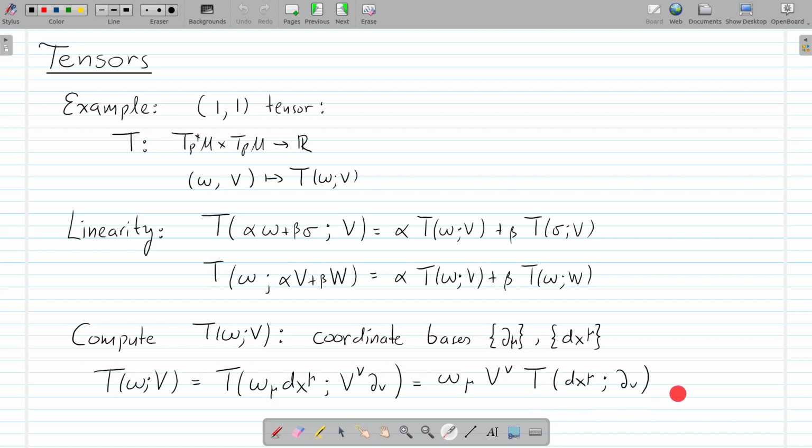So what we're left with here are the actions of T on elements of the two bases, considering all possible pairs, dx^μ and ∂_ν. Now we call the action of T on the elements of the bases the components of T, denoted by T^μ_ν, so that upstairs and downstairs match the two sides of this equation. The fact that we call these components of T will be explained later when we choose a basis in the vector space of (1,1) tensors.